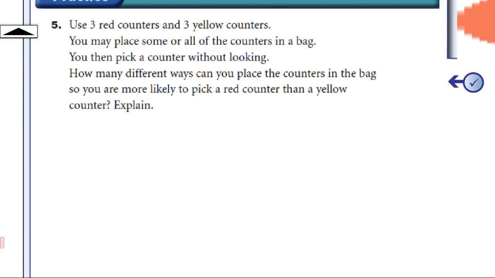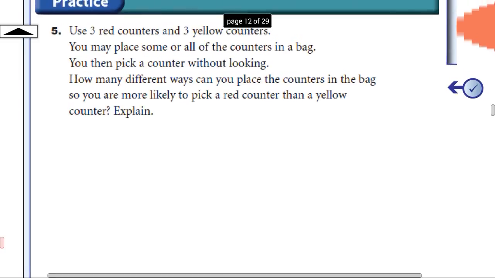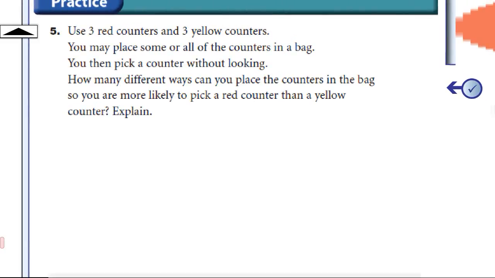So this is 11.2 question number 5. Use 3 red counters and 3 yellow counters. So I'm going to circle 3 red, 3 yellow. Whatever I'm circling here, you don't have the benefit of circling in your textbook, but what could you do instead of circling? Lakitha? Write it down. Yeah, so I do recommend that. Write it down. So the key information on the side, jot it down: 3 red, 3 yellow.